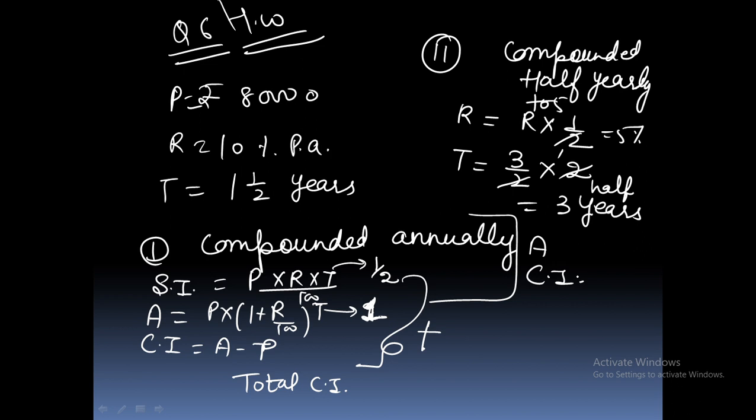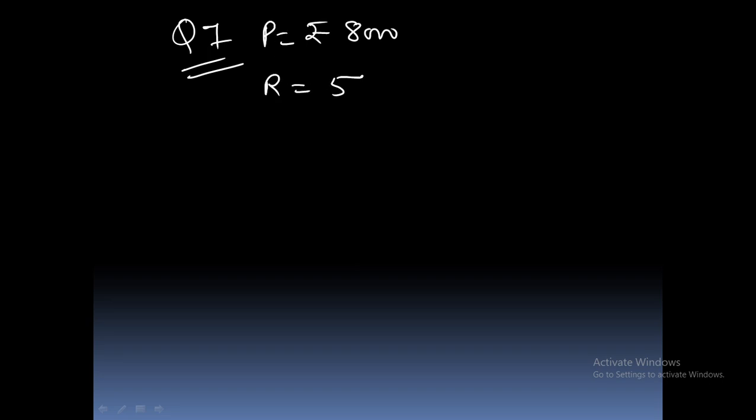And in question number 7, Maria invested rupees 8,000. Investment amount is 8,000. That will be your principal amount. Rate of interest is given 5% per annum compounded annually. But in the first point they said, find the amount credited against her name at the end of second year. And in the second point, they said the interest for the third year.